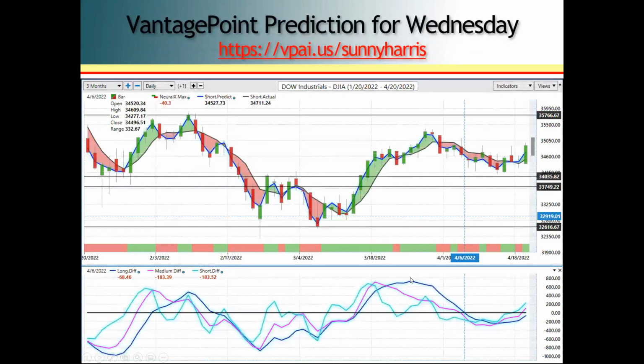So here's the prediction for today. You can see that that's where we have gone, and I am a little bit late on posting my prediction to Money Mentor for tomorrow.